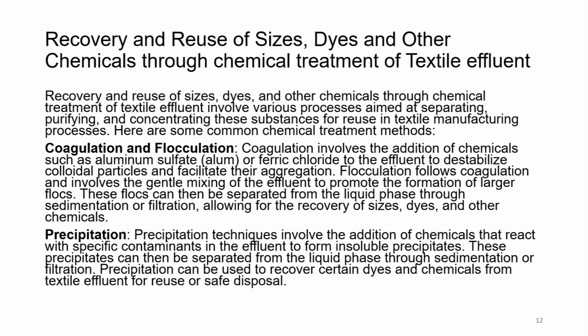Precipitation. The precipitation technique involves the addition of chemicals that react with specific contaminants in the effluent to form insoluble precipitates. These precipitates can then be separated from the liquid phase through sedimentation or filtration. Precipitation can be used to recover certain dyes and chemicals from the textile effluent for reuse or safe disposal.